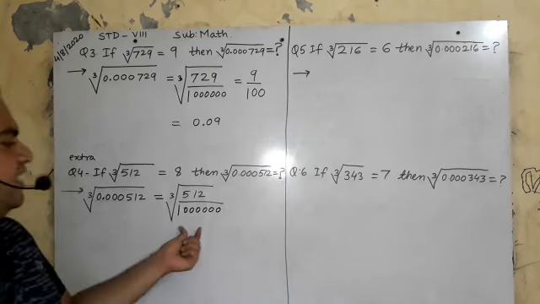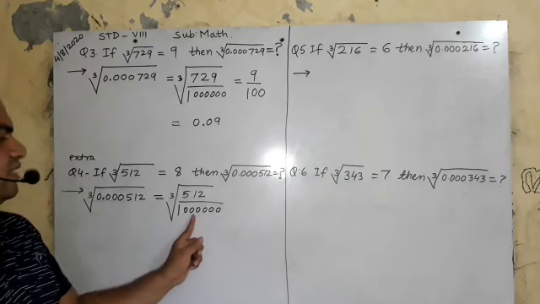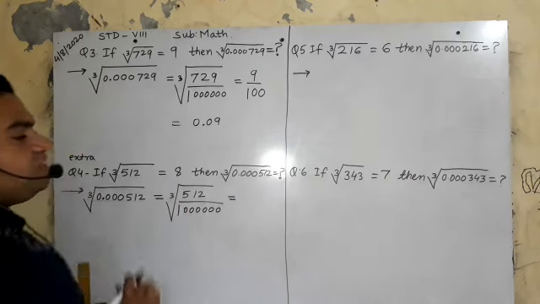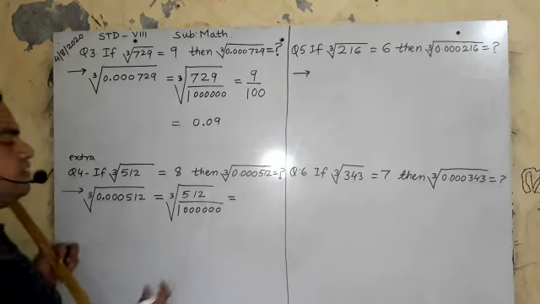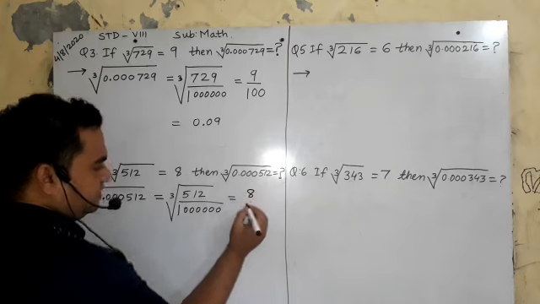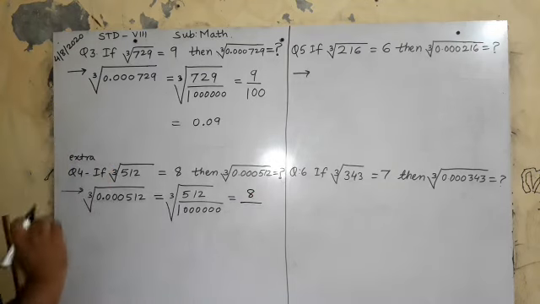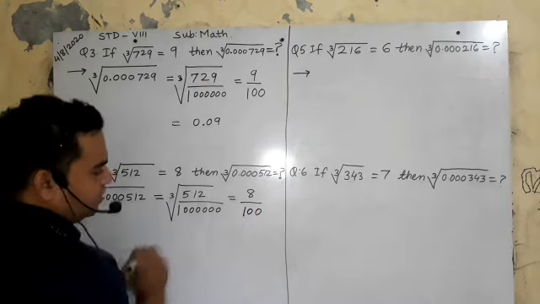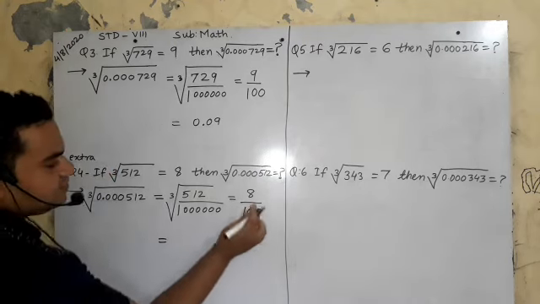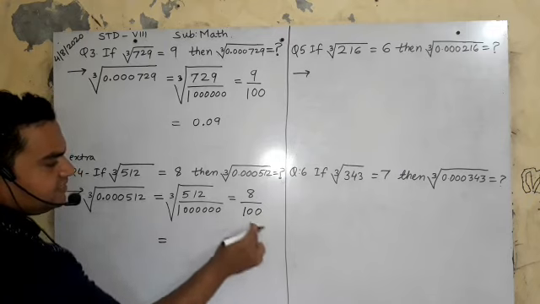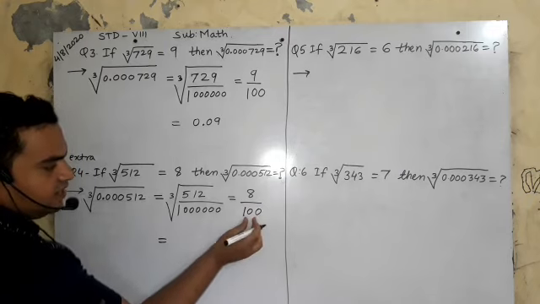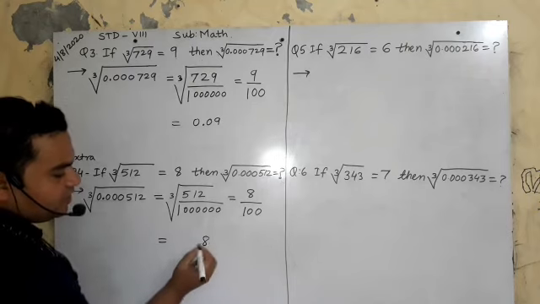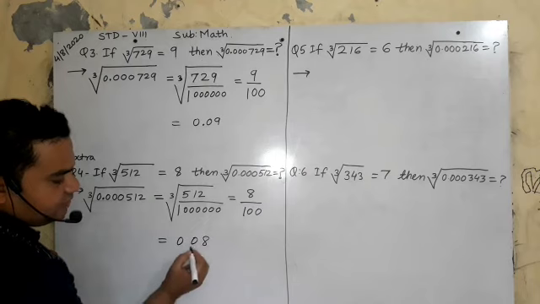It is 10 lakh: unit, 10, 100, 1,000, 10,000, lakh, 10 lakh. Is it clear? So now you will write: what is the cube root of 512? 8 upon, and what is the cube root of 10 lakh? 100. So what you will write at last, we know how to write this in decimal form. 100 has 2 zeros, so the point will come after 2 digits.